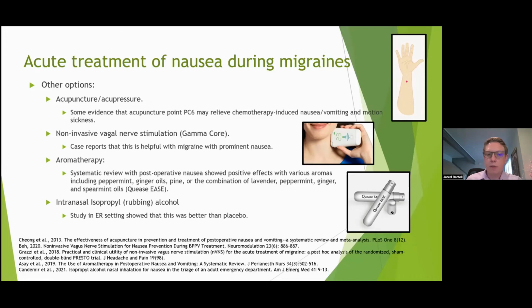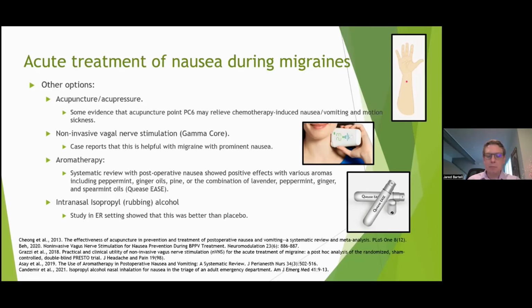I couldn't find anything with migraine specifically, but they have a lot in common, and it's a similar feeling. So they use peppermint, ginger, pine, and then this combination called Queeze Ease, which has lavender, peppermint, ginger, spearmint, and that's what this looks like here. I think this is available over the counter on Amazon or elsewhere online. And those were all better than placebo in treating nausea.